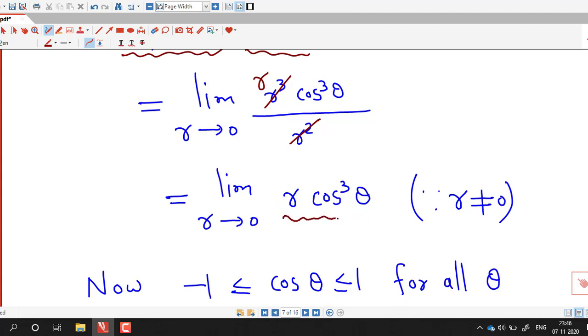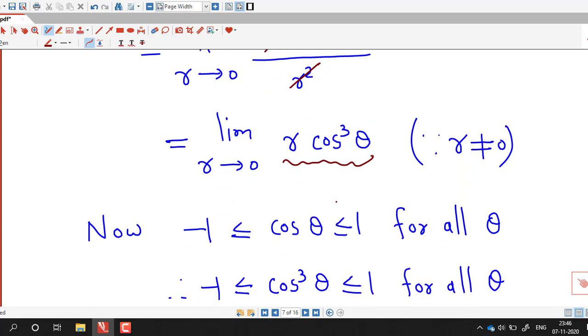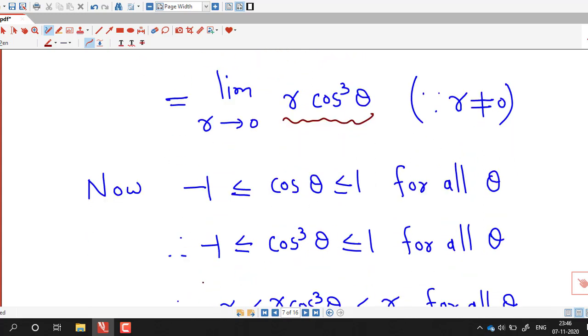Now here, to evaluate this limit, we can use the sandwich theorem. We know that cosine theta is always between minus 1 and 1 for all theta. So if we take the cube of cosine theta, then we have minus 1 cube, which is minus 1, less than or equal to cos cube theta, less than or equal to 1 cube, which is 1. So this is true for all theta. Here we require r times cos cube theta.